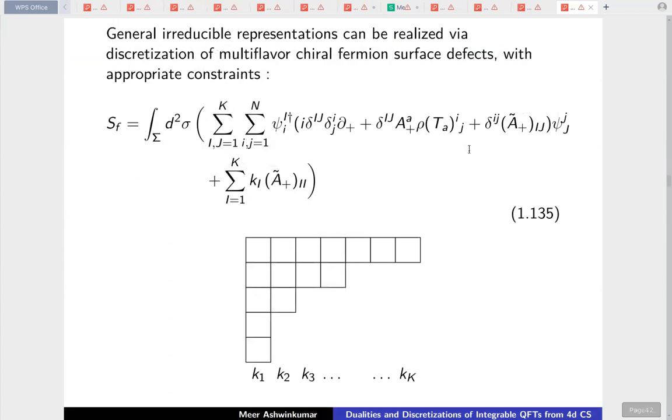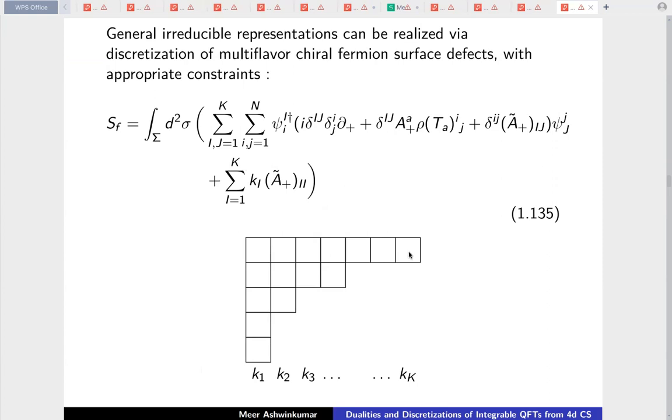Okay, and this can be further generalized. So if I take my chiral free fermion defect and I add more fermionic fields such that I get a multi-flavor chiral free fermion defect, what happens is I can introduce some further constraints, and I can introduce this term here, which depends on a set of integers, k_i, and then the resulting line operator that I obtain by discretizing this surface defect can be quantized to give me an irreducible representation that is labeled by this Young tableau here, where these integers k tell us the size of each of these vertical columns in the Young tableau.